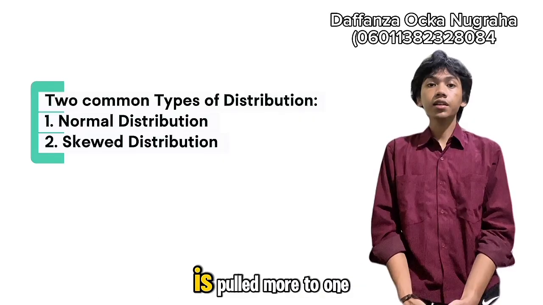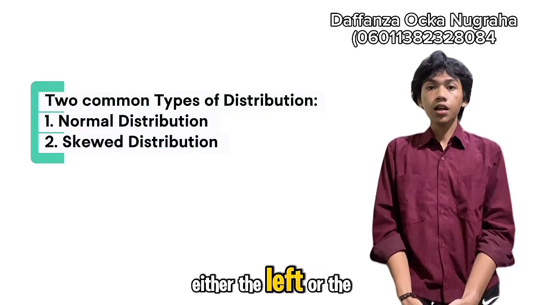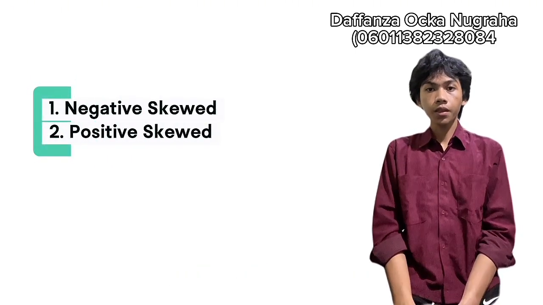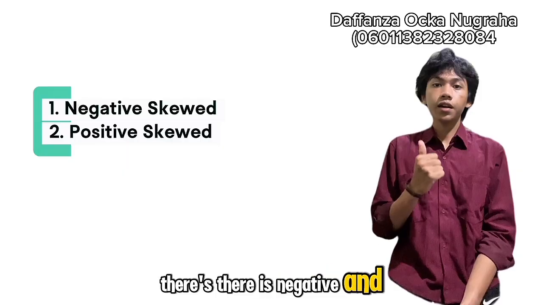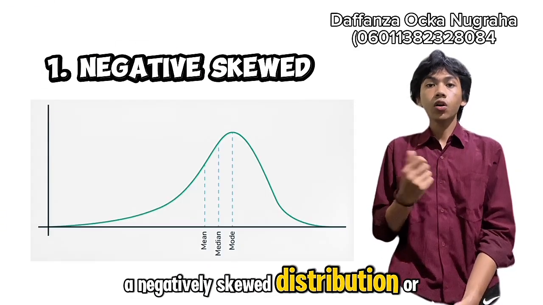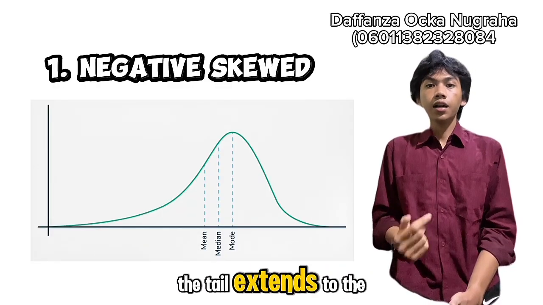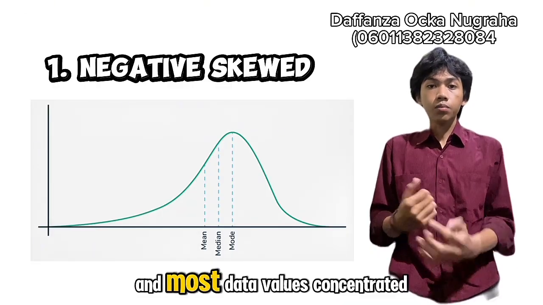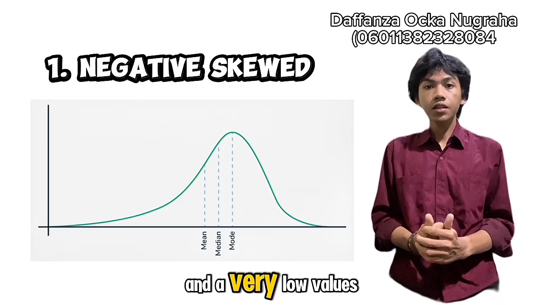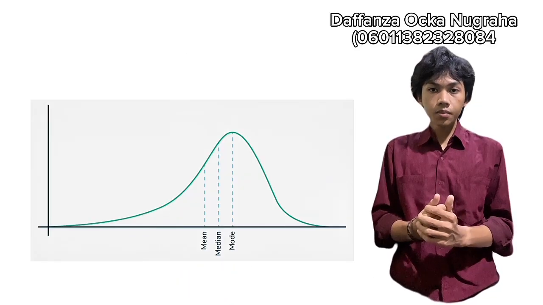This means the data is pulled more to one side, creating a long tail on either the left or the right. And there are two types of skewed distribution: negative and positive skewed. A negatively skewed distribution, also called left skewed, is a distribution where the tail extends to the left and most data values are concentrated on the right, and a few very low values pull the distribution to the left.